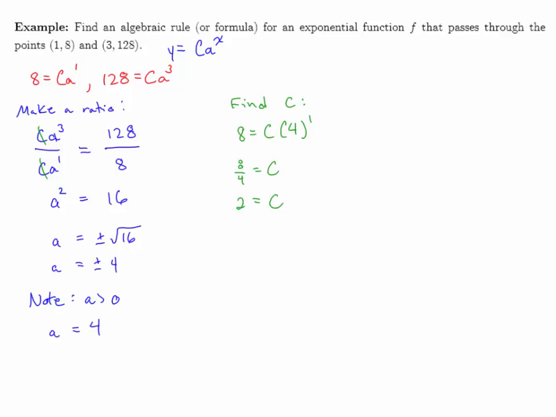So now the general formula or algebraic rule for the function passing through those two points is that y equals 2 times 4 to the x.